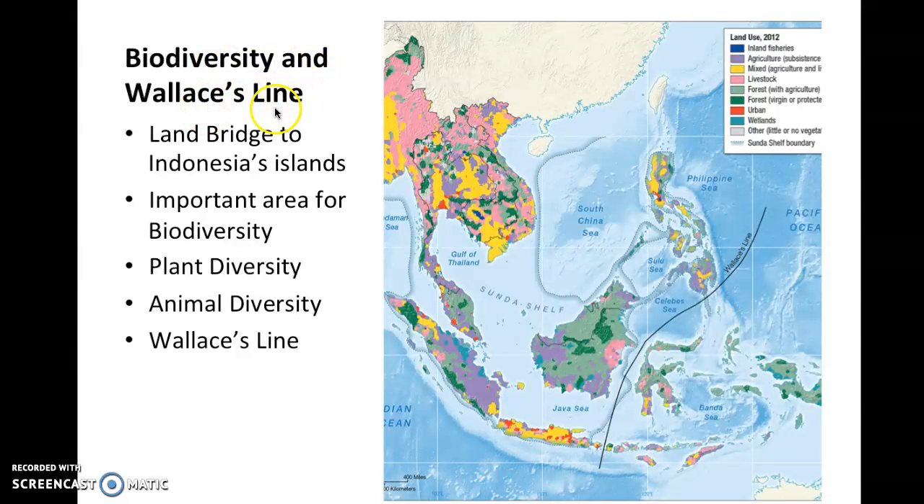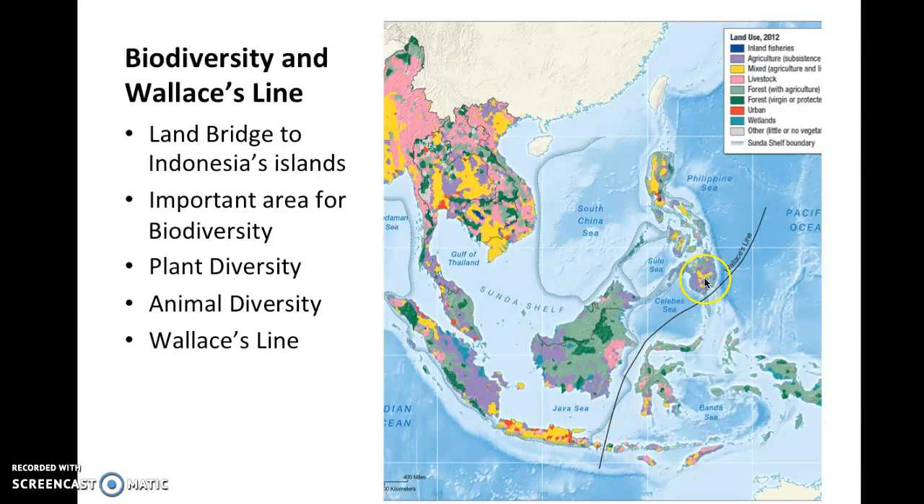Biodiversity and Wallace's line. Now, Wallace's line, we talked a little bit earlier about this line of biodiversity. This is Wallace's line, and Wallace was a geographer in the 19th century, botanist, and he spent a lot of time chronicling plant and animal life on both sides of this line. And what he found is this line that goes right through here divides species. So what you see is species that are on this side are not on this side.